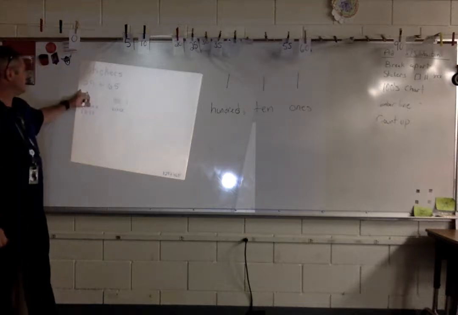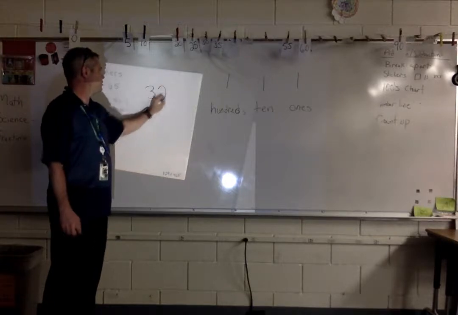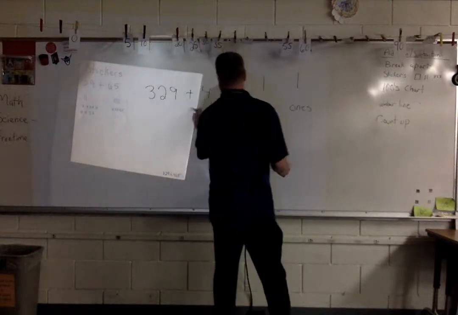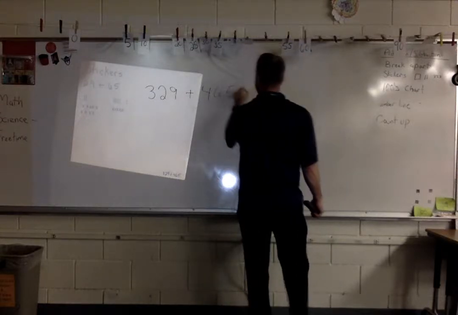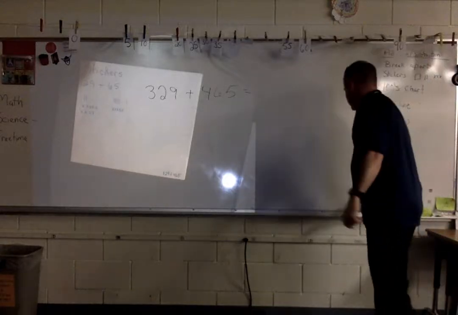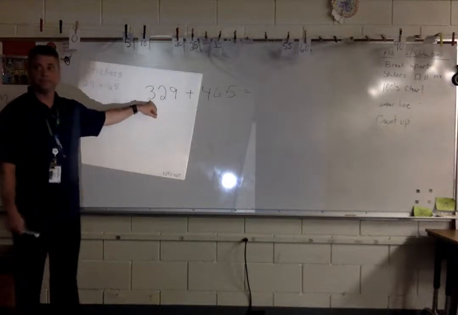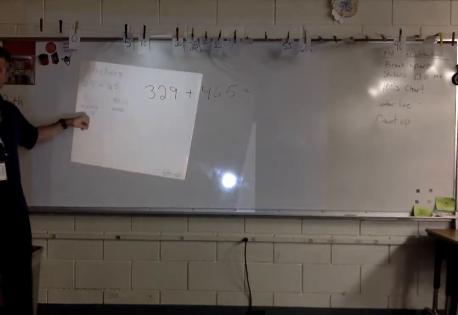Now, let's say instead of it being 29 plus 65, it's really 329 plus 465. So what would we do then? How do we write that, Sarah? You would do 3 what? Hundreds. How do we write hundreds for our stickers? We've got lines for 10s, X's for 1s.